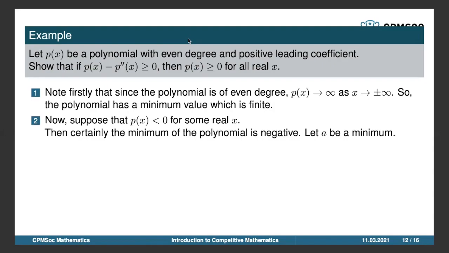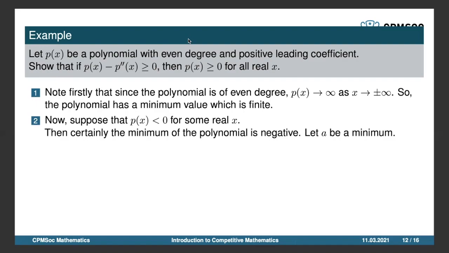P of x being less than 0 doesn't really help us other than knowing that the p of x term there is less than 0. We need to find some way to learn something about p double prime, so the second derivative of our polynomial. However, what we do know is because it's even degree with a positive leading coefficient, if any part of it drops below the x-axis, so is negative, then the minimum must also be negative. We can't have a minimum that's positive then, right?